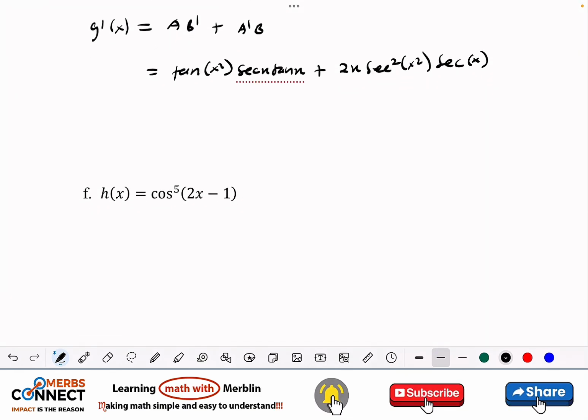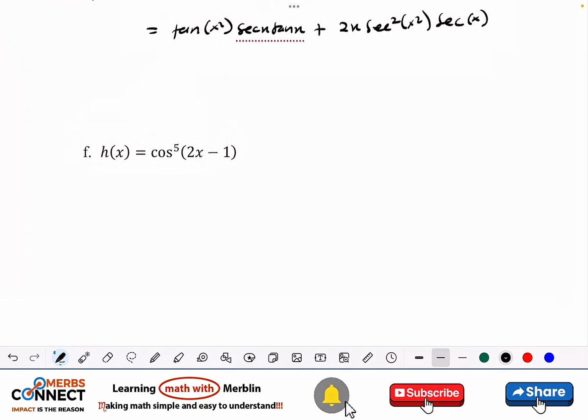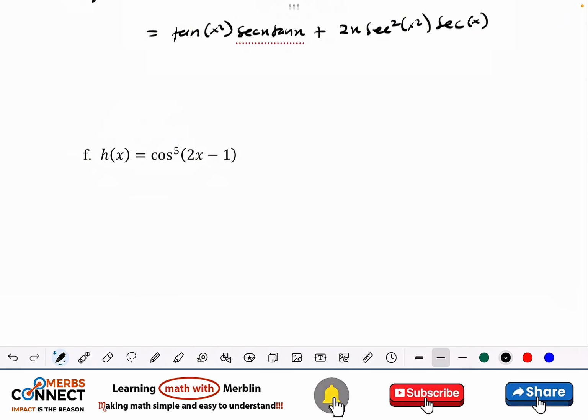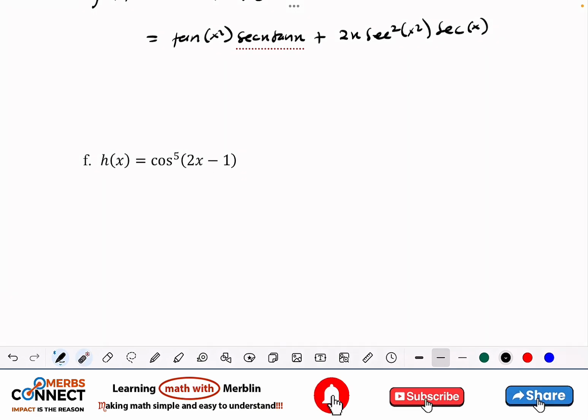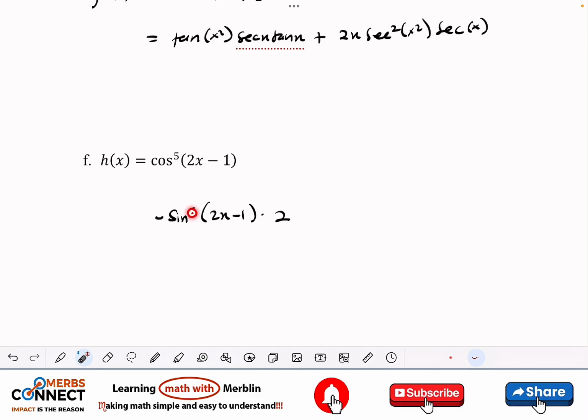Right. Let's look at this. I love this question. It's very nice. Yes. So this one, we need to simplify before we do it because we can see that there is 5 here. So please always watch the function. You cannot say that this one is going to give us minus sine 5, 2x minus 1 times 2. This is wrong because we have 5 here.